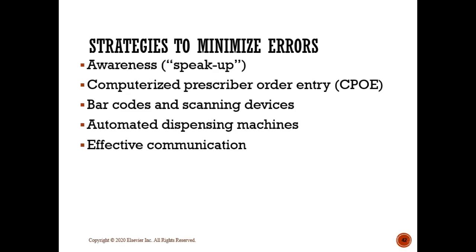And then another strategy to minimize errors is effective communication. An example would be if you're in a code and somebody says one milligram of epinephrine, right? An effective way of communicating, if you're the one pushing the drug, is that before you push it, you verify: 1 milligram of epinephrine. And after you push it, you state the same thing: 1 milligram of epinephrine given, right? So that's an effective way of communicating. Don't assume. Communicate openly, and make it clear and understandable.